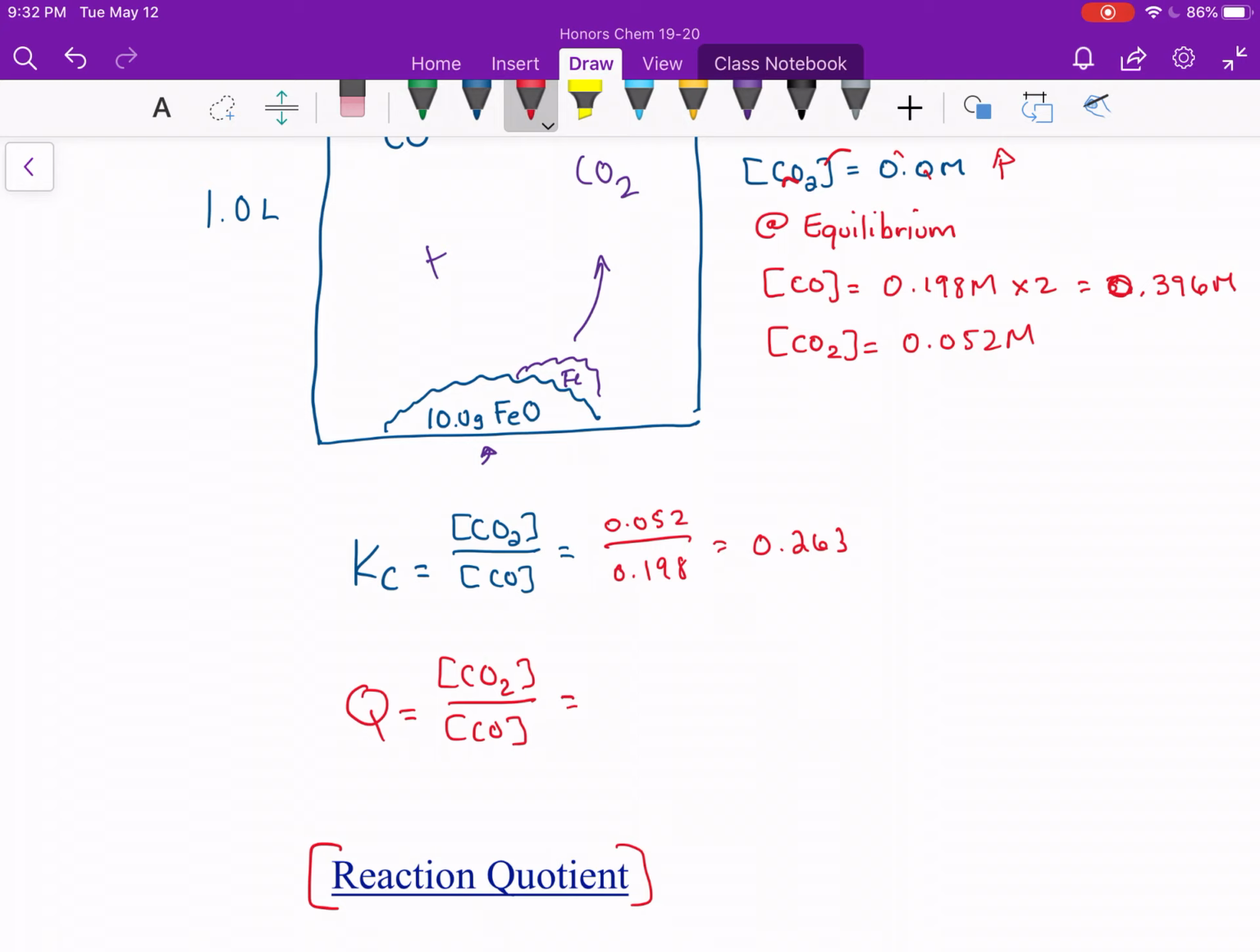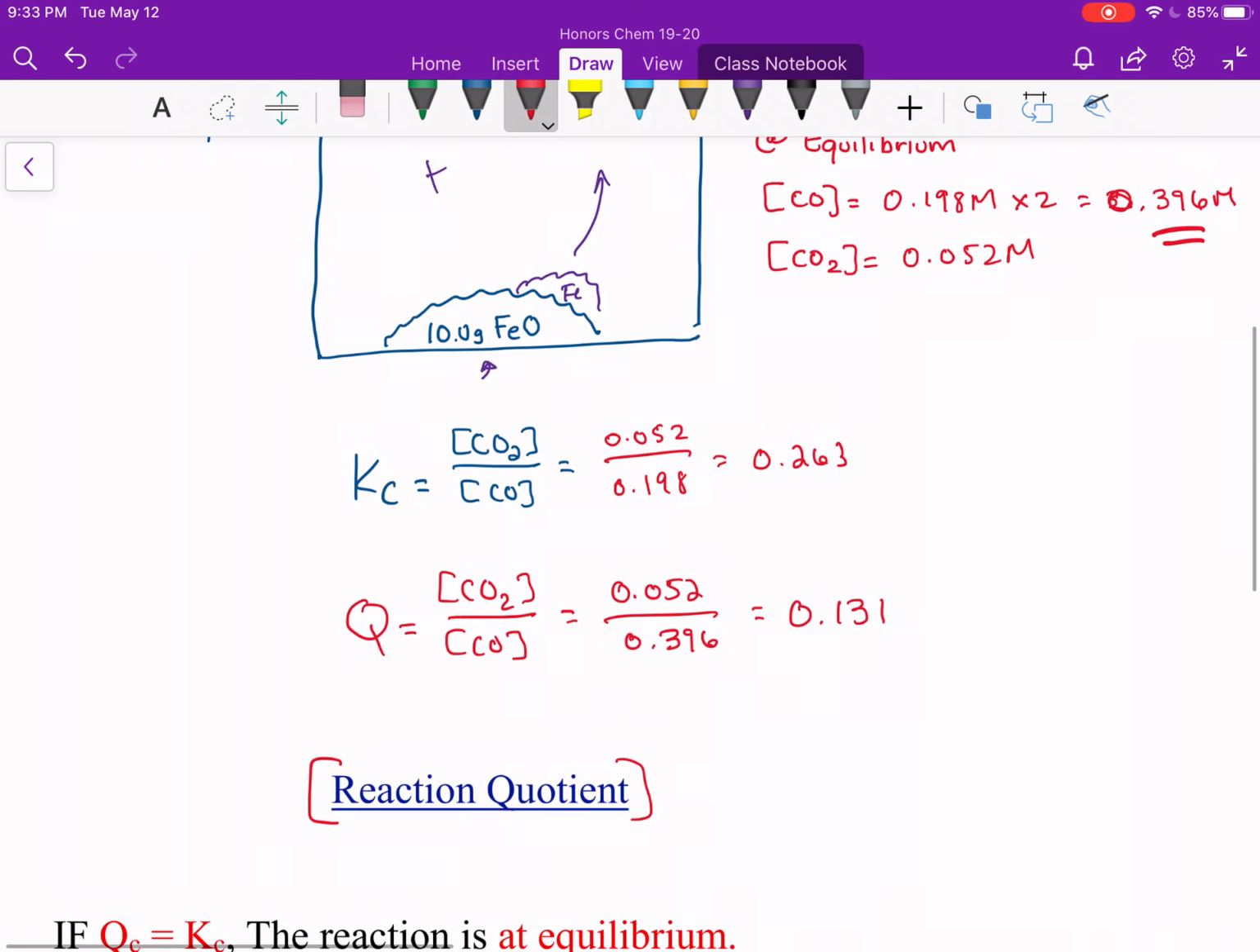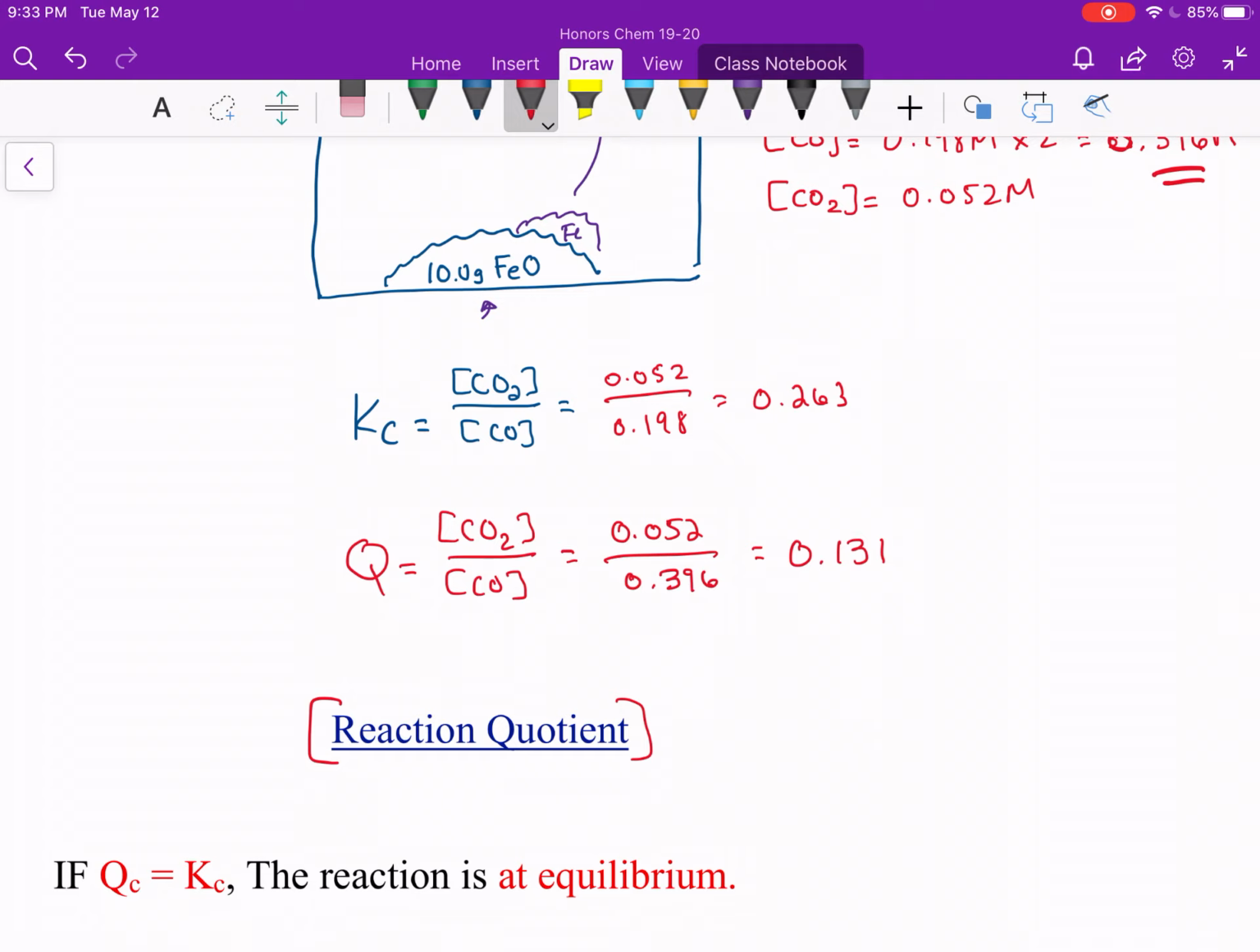But now we can plug in the numbers that we see. We increased the concentration of CO to 0.396 molar. Oh, I did that wrong, didn't I? Strike that, sorry, my bad. Let's put those numbers in correctly. CO2 is 0.052 divided by 0.396, and that's going to be 0.131.